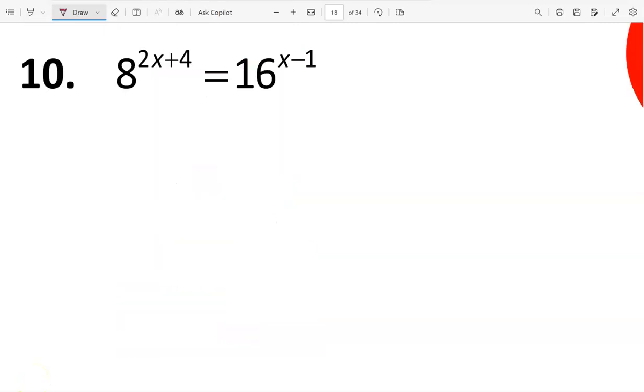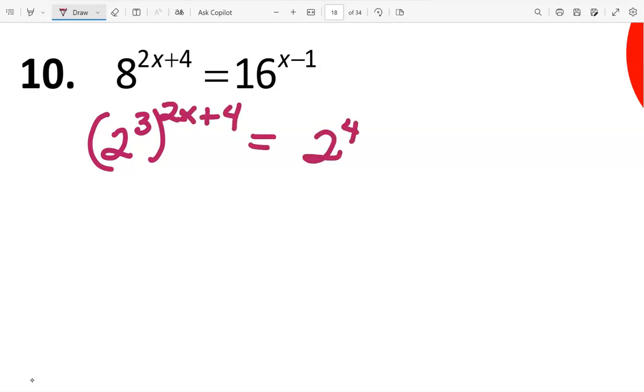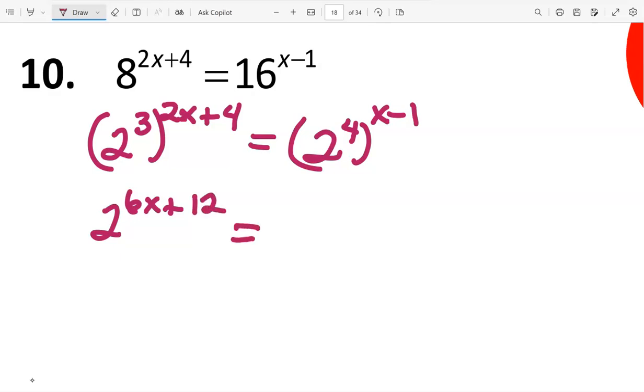In 10, we have an exponential equation, which we can solve by using common base. Both 8 and 16 can be rewritten in base 2. 8 is 2 to the 3rd power, and 16 is 2 to the 4th power. When we raise a power to a power, we multiply exponents. So 3 times 2x plus 4 is 6x plus 12, and 4 times x minus 1 is 4x minus 4.